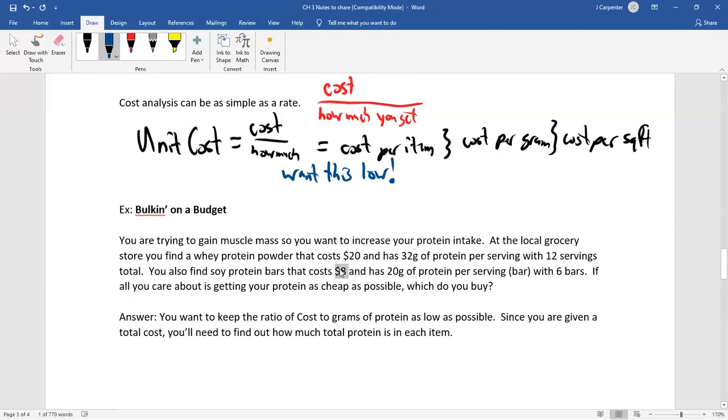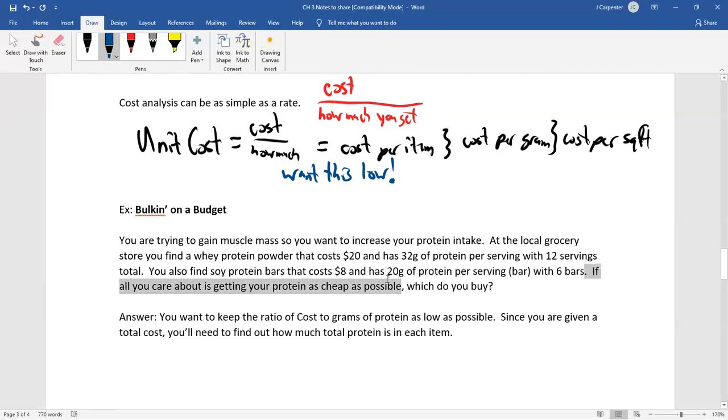So with these protein bars that you're paying $8 for, each bar is 20 grams per serving or per bar, whichever way you want to phrase it, and there's 6 bars total. So each bar, each serving has less protein, but you could always just eat a little bit of a second bar if you wanted exactly 32 grams, or maybe from the whey protein, you just scoop a little bit less and try to measure out 20 grams of protein. Again, the delivery is not the point of this.